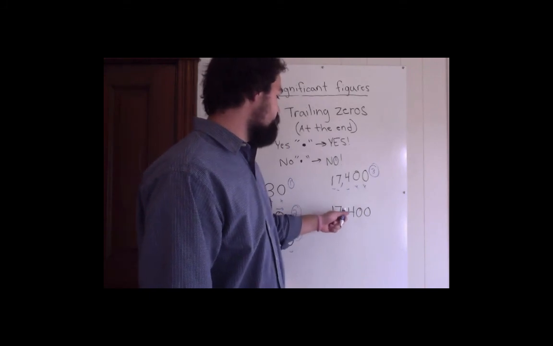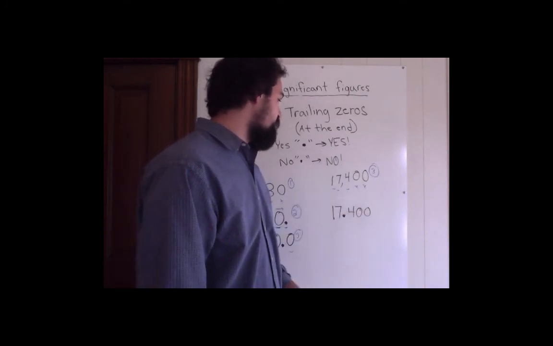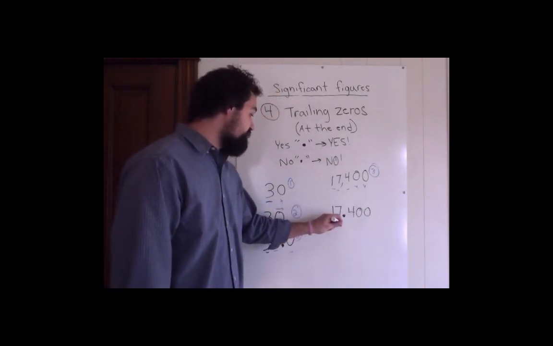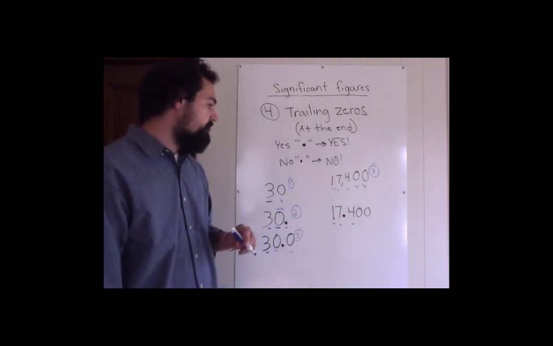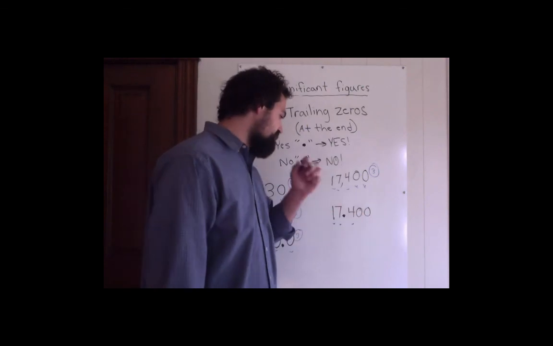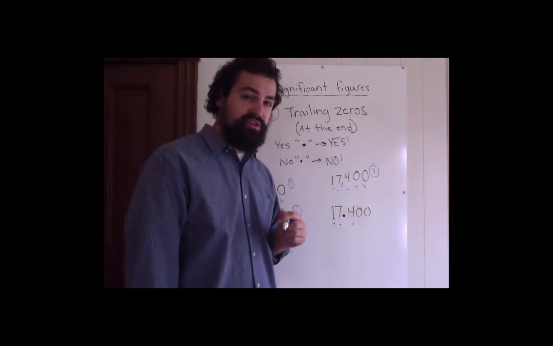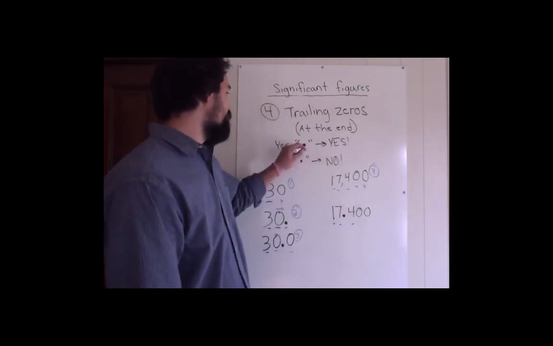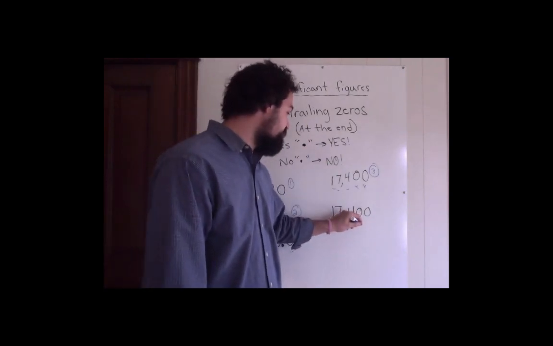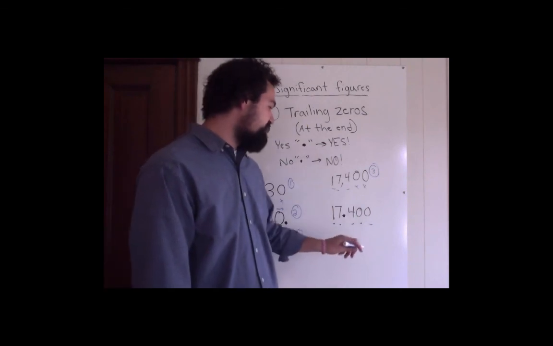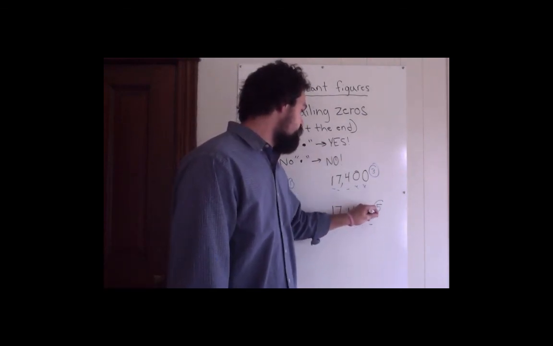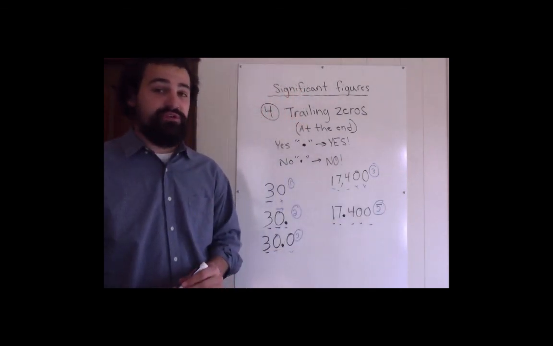Now let's look at 17.400. The 1, the 7, and the 4 are all non-zeros, so they are significant. But the zeros at the end, are they significant? There is a decimal, so they are indeed significant. They measure how much precision was used with the device. So there are 5 significant figures.